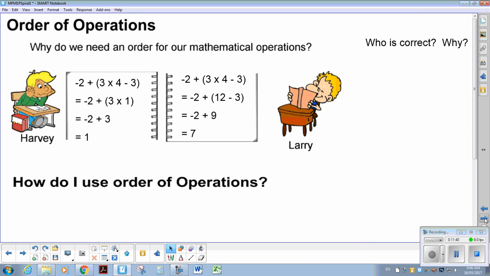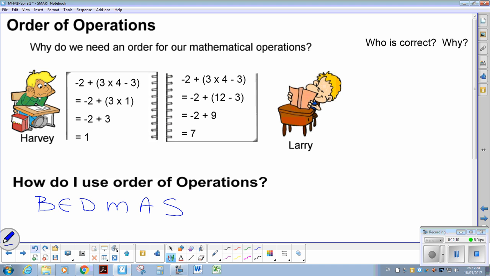Order of operations. Why do we need order of operations? It's because it's important in what order the numbers are applied. So I have an example here with Harvey and Larry. They have come up with two different solutions. One got an answer of 1, and the other got an answer of 7. So which of these processes was correct? Well, we use our order of operations. I'm going to skip down here, and we use BEDMAS. All right, and that's the order in which we do operations.